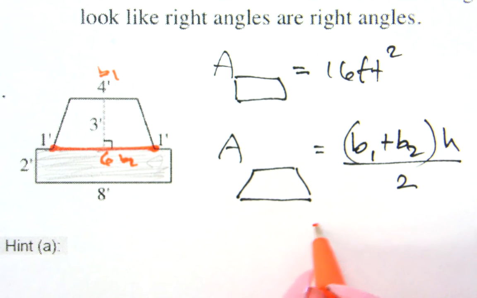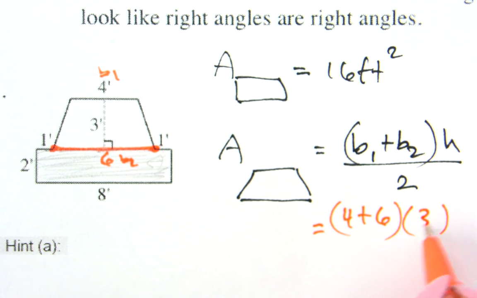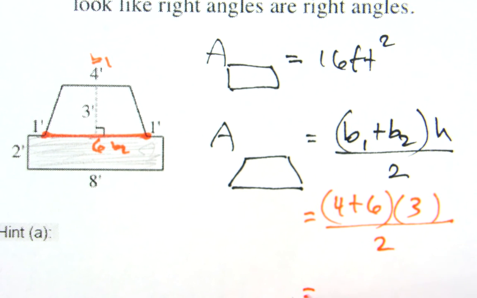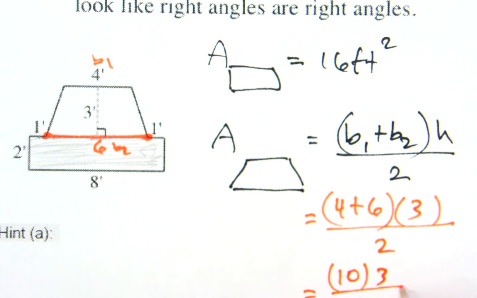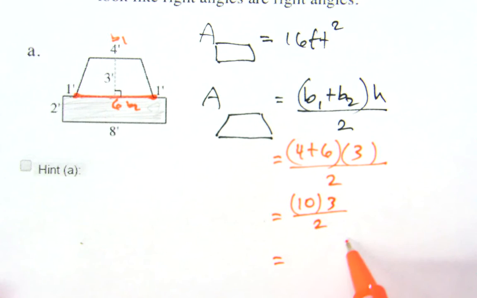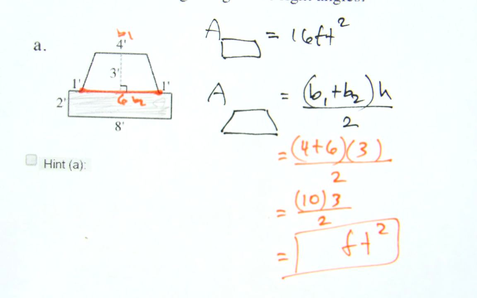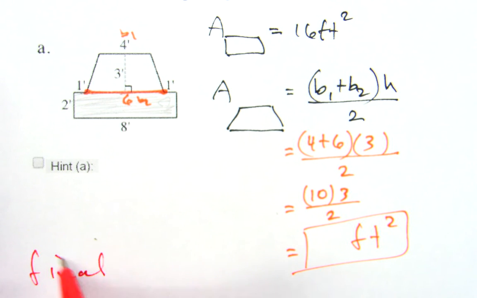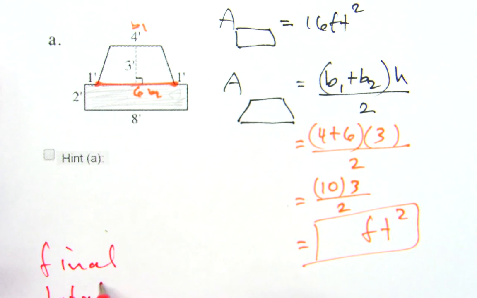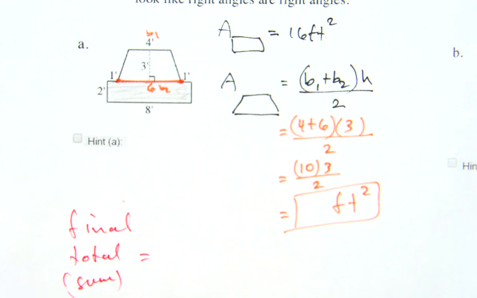So that gives us an area of 4 plus 6 all times 3, divided by 2, so that gives us 10 times 3 divided by 2, and whatever it is, it's feet squared, right? Whatever you get for the area of the trapezoid. And then your final answer should be adding them up. So you need to sum up the area of the rectangle and add it together with the area of the trapezoid to get your final area of that upside down flower pot.